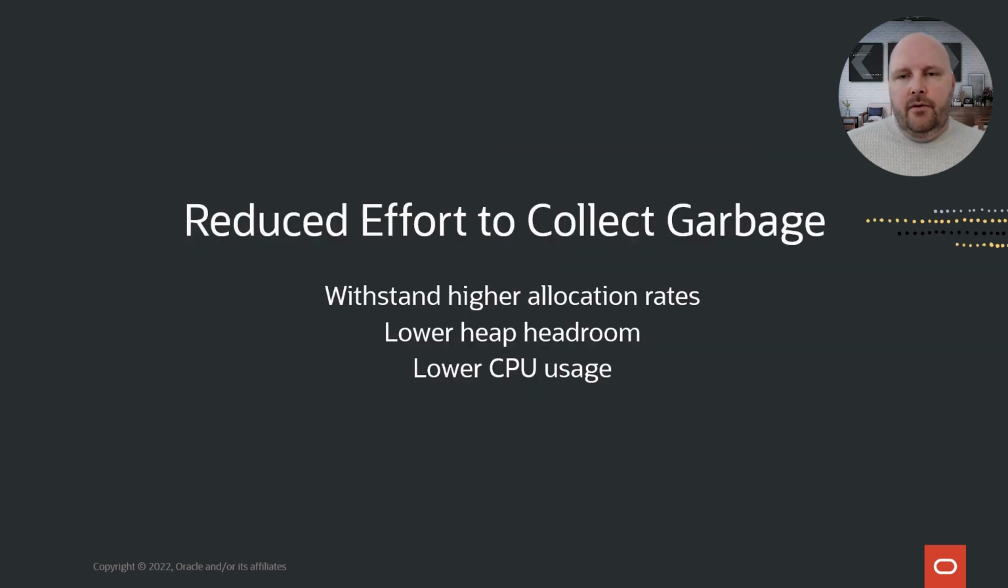So the whole point of doing this is to reduce the effort needed to collect garbage. And you can look at this from a few different angles, but one is that given a certain amount of headroom in the heap, the GC can now withstand higher allocation rates. Another way of looking at it is that, given the same allocation rate, you can now lower the headroom in the heap, so use less memory for the same workload. And a third way of looking at it is that the GC will now use less CPU. So the number of CPU cycles spent per collected byte will be less.